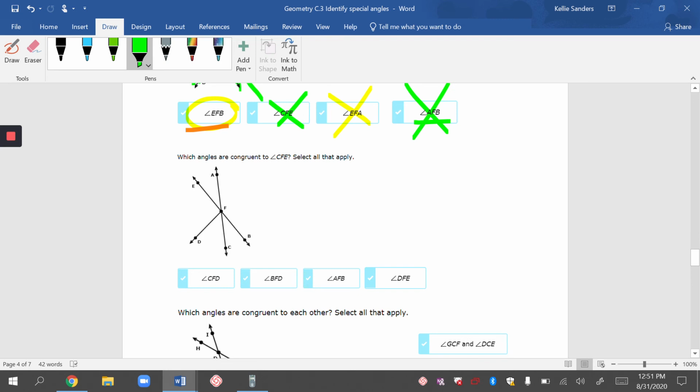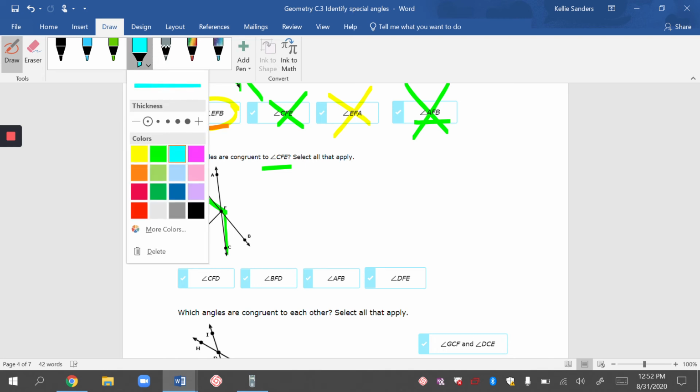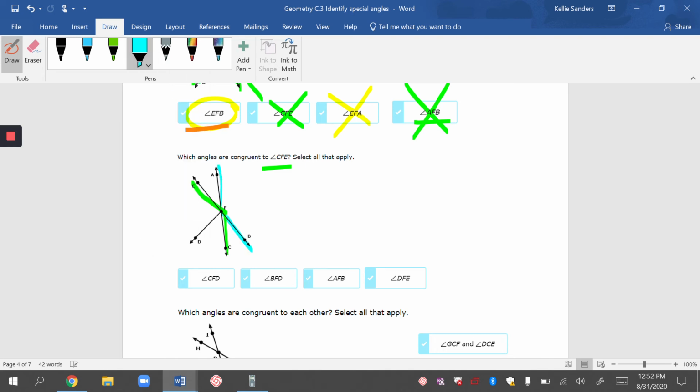Which angles are congruent to CFE? There's only going to be one. And it's going to be AFB because this and this are vertical to each other. That's the only one on that one.